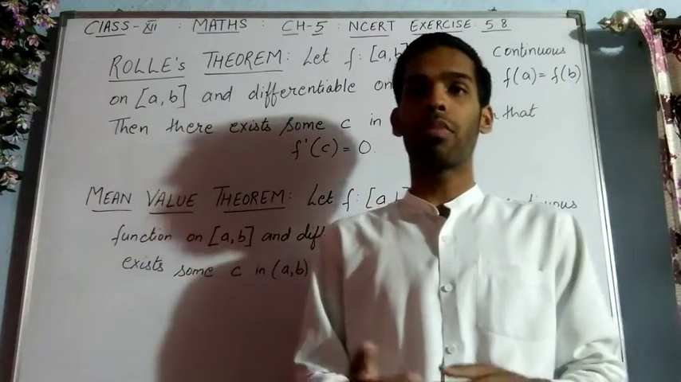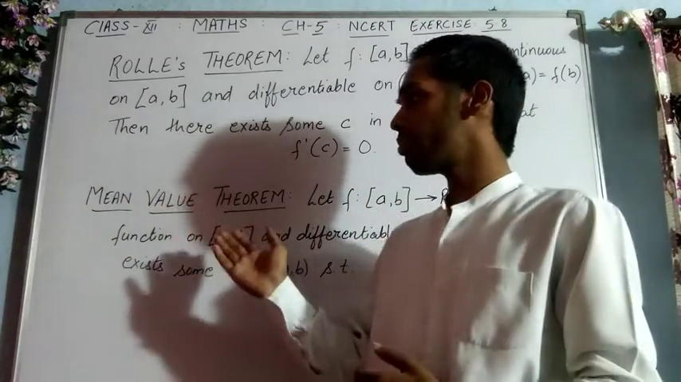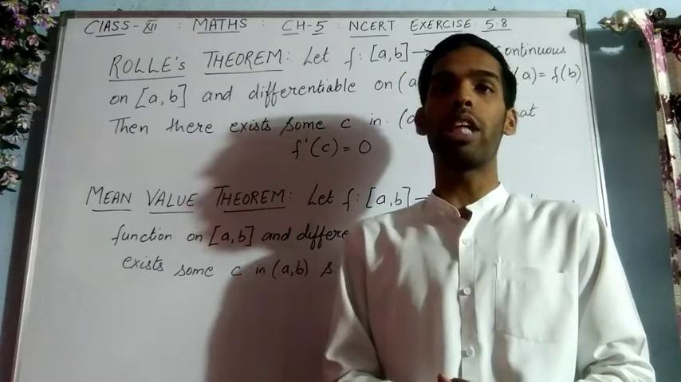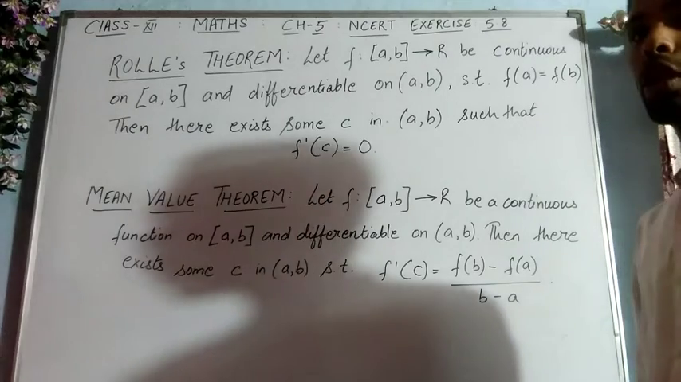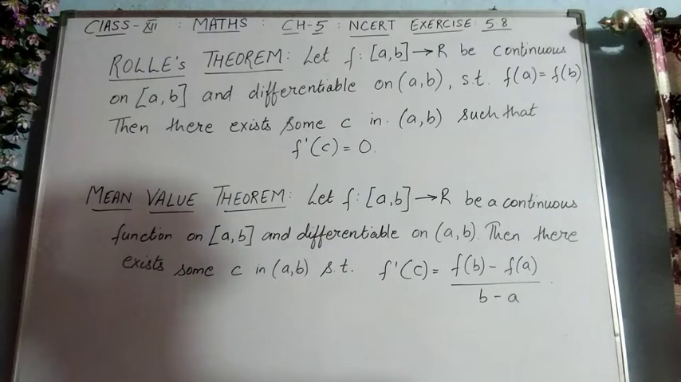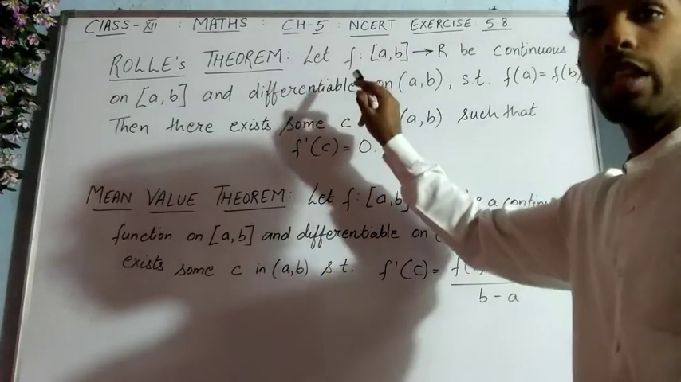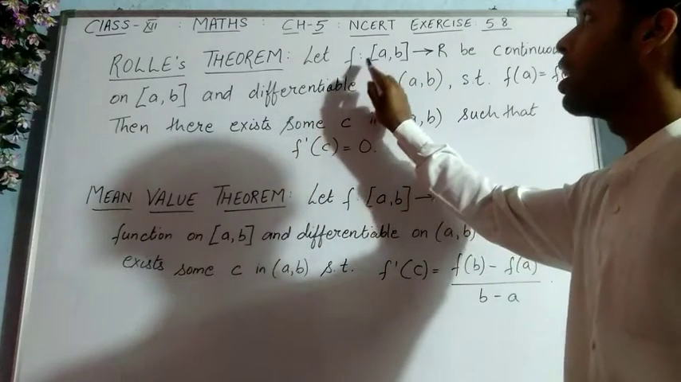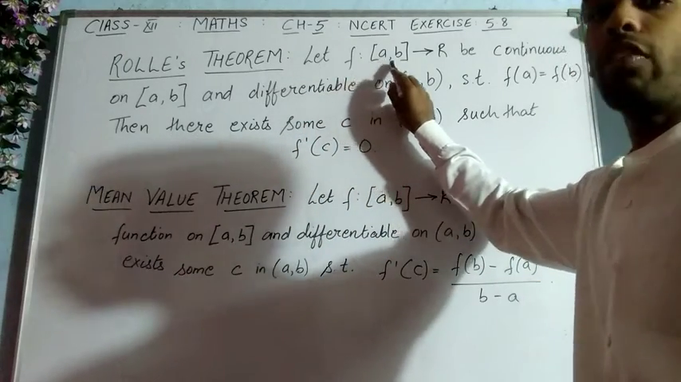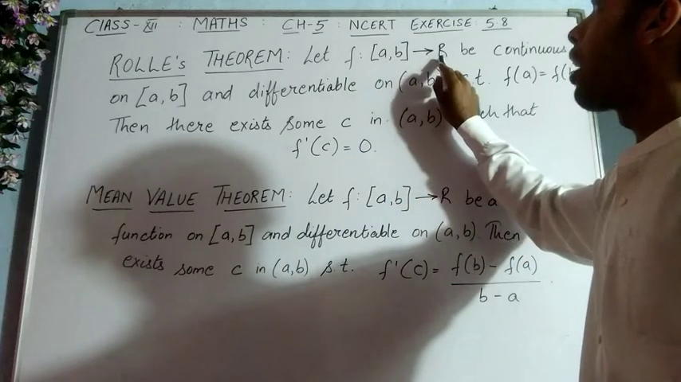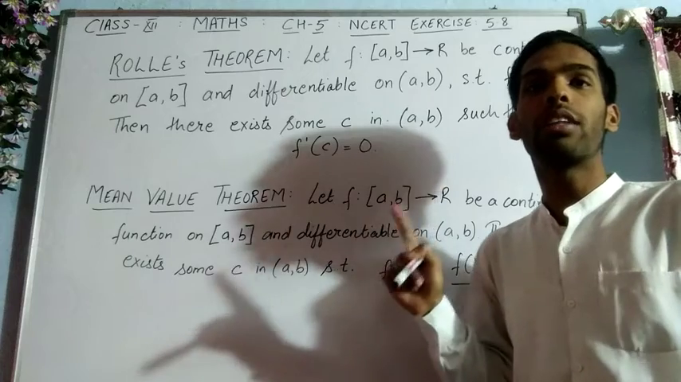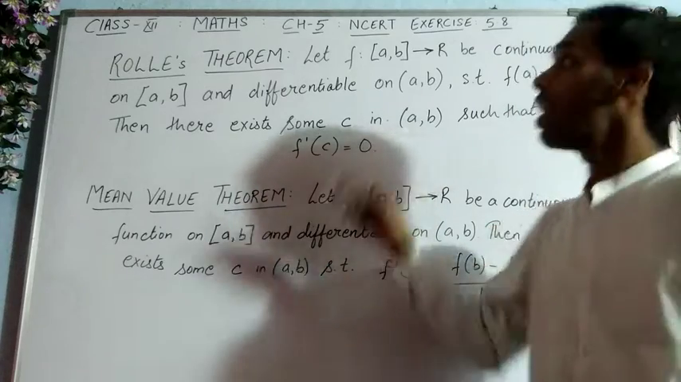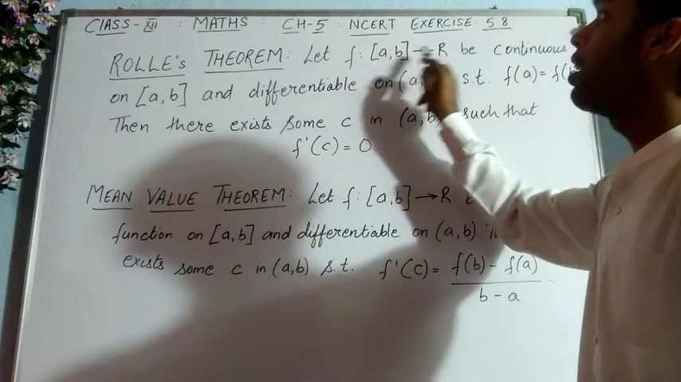Now before solving the questions, let us see the statements of these theorems. First of all, we shall study Rolle's theorem. Rolle's theorem says like this: let f be a function such that its domain is closed interval a to b and its codomain is R. This R denotes real numbers. Here R denotes real numbers, and this is the range. That is domain and range.